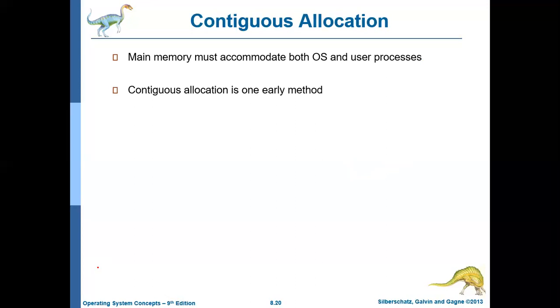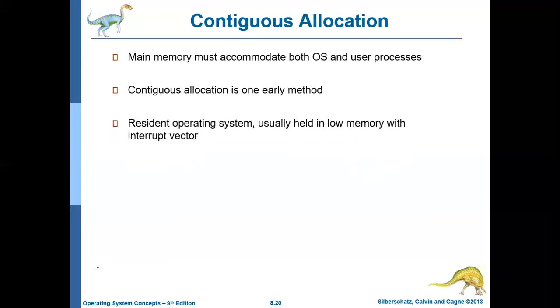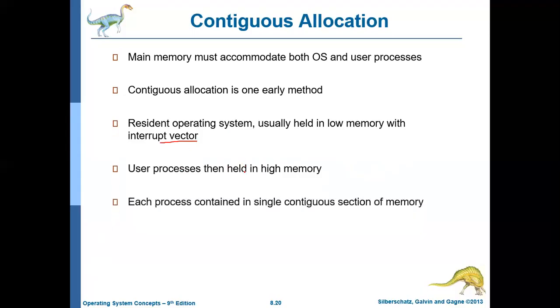Contiguous allocation is the early method of memory allocation. Normally the operating system and interrupt vector table occupy the lower memory, and user processes are held in the higher memory, that is, above the operating system. Each process is contained in a single contiguous section of memory.